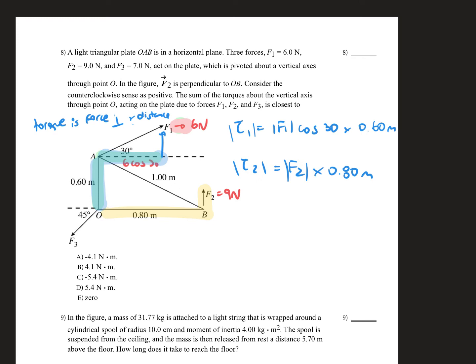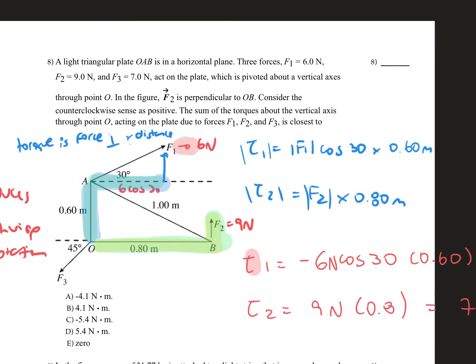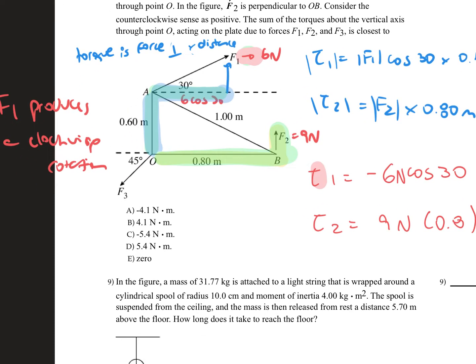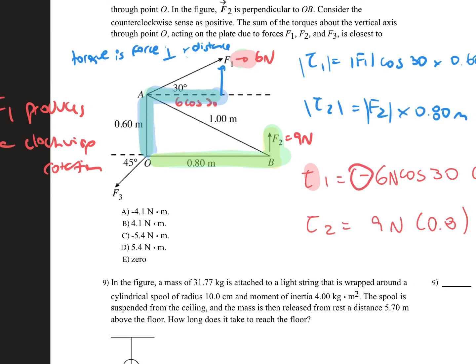For torque number 2, the force that is perpendicular is just F2. We don't have to do anything for that. And the distance is simply 0.80 meters. Now before we find the values for each torque, we have to remember that we consider counterclockwise sense as positive in the force 2. In the force 1 though, we're going to produce a clockwise rotation. That's why when we find the value of the torque 1, we're going to have a negative sign in front.